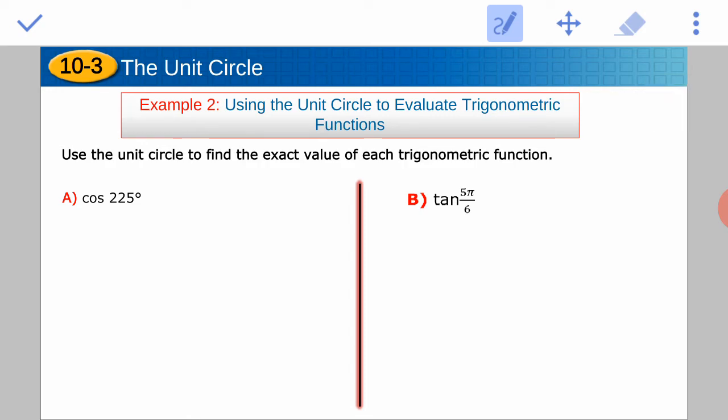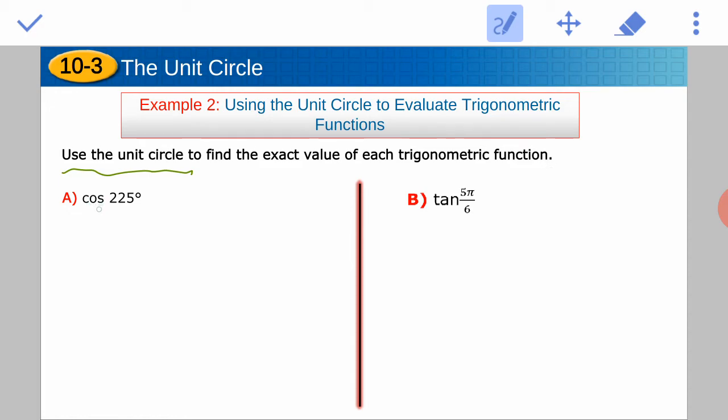Guys, in example number 2, the directions of the question ask you to use the unit circle. So guys, we cannot directly use the calculator. We need to make up the problem. We pretend we are using the unit circle. We pretend we are memorizing everything in order to satisfy the question requirements. Use the unit circle to find the exact value of each trigonometric function.